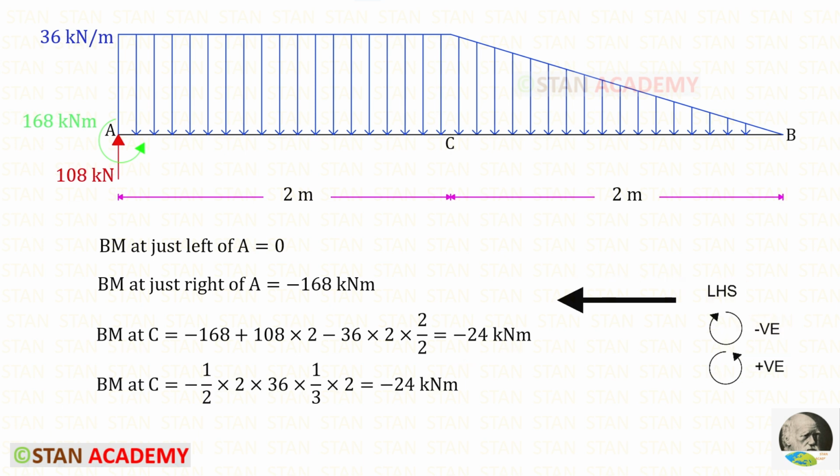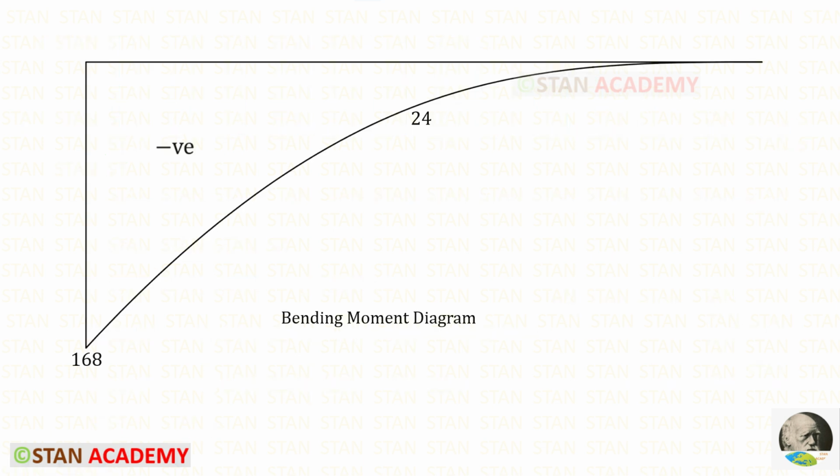Alternatively, using the left hand side rule, we can find the moment at C. The UVL is acting in the clockwise direction, so it will be negative. We know that we have to multiply the area with the centroid distance. In this way also, we will get minus 24 kilonewton meter. We know that in the free end B, the moment will be 0. Here you can see the bending moment diagram.